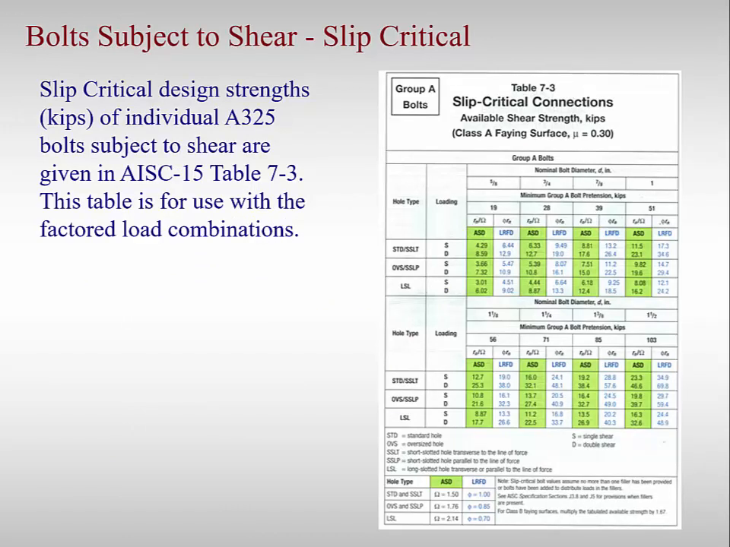Shown in this slide is a typical table for slip critical bolts. Note that this table is specific to Group A bolts. Those are the A325 and the Class A faying surface. Slip critical shear strengths are given as a function of the hole type as well as the number of shear planes and the bolt diameter. The continuation of Table 7-3 provides the corresponding values for Group B bolts. There are no tables provided for Class B faying surfaces.